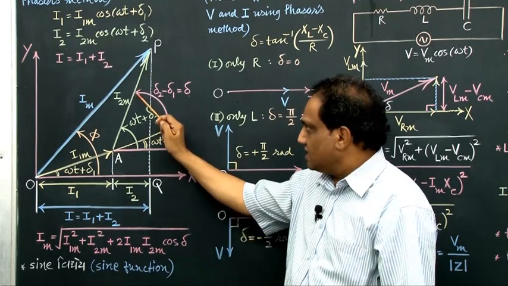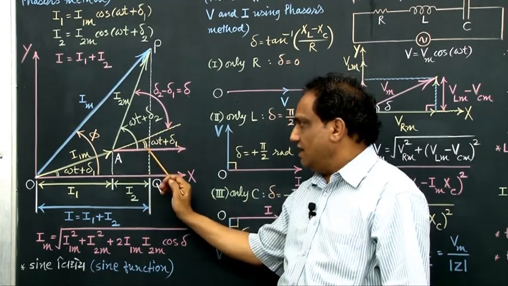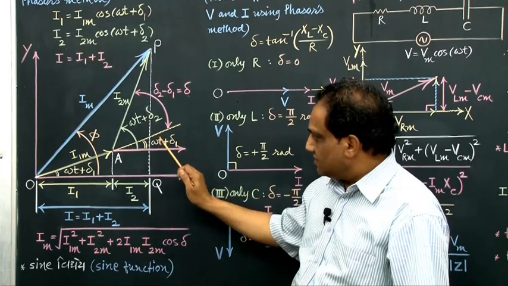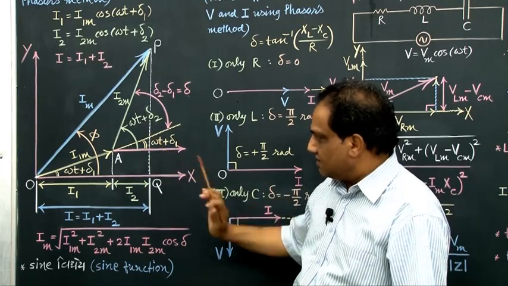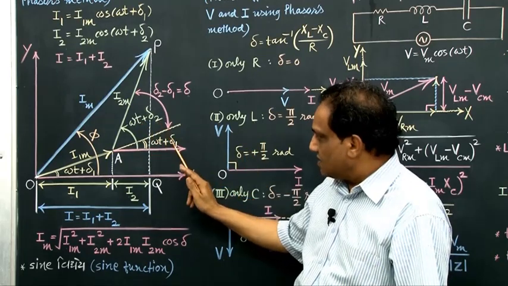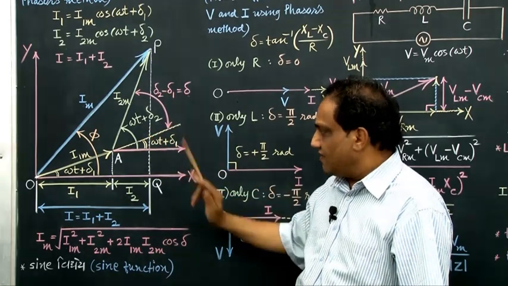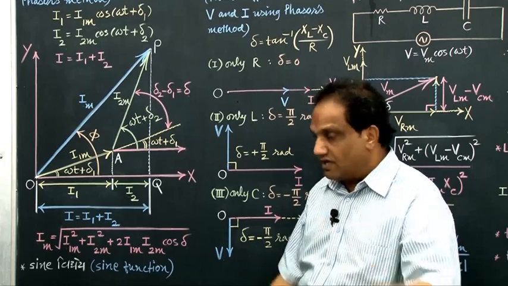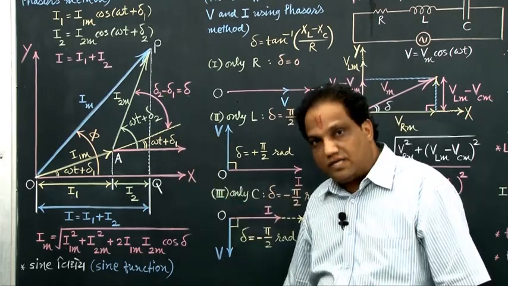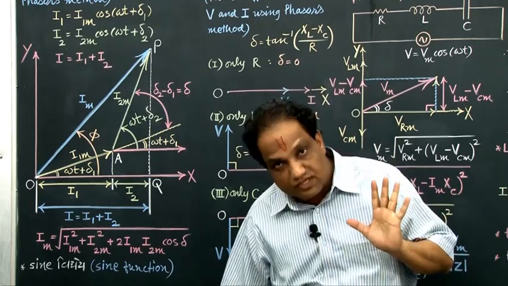Suppose I want to find this angle. Then bigger minus smaller. Take this minus this. If you take this minus this, then omega t minus omega t will cancel. Delta 2 minus delta 1. Here it is. Delta 2 minus delta 1. Correct? Phase minus phase will give you the phase difference. Let it be delta. So delta is the phase difference between the two given harmonic functions.